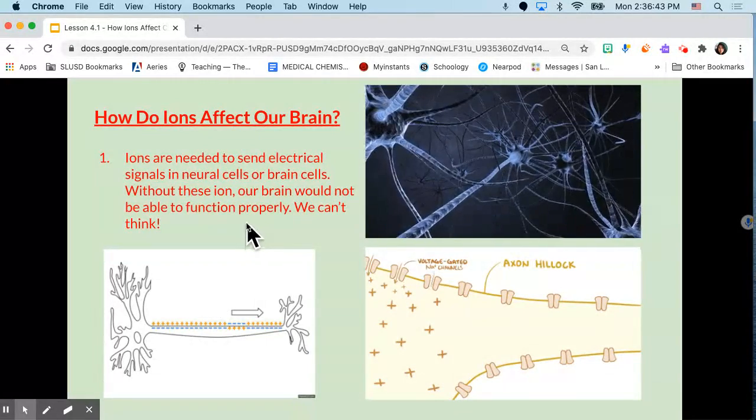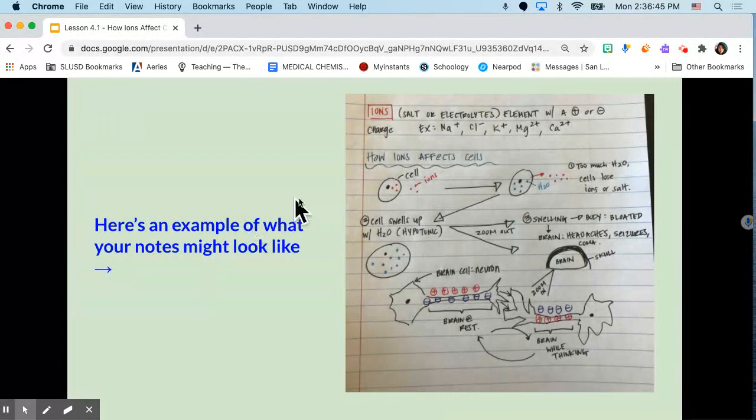So, in summary, know the definition of the ions and know the three ways that ions affect our cells. This is what an example of your notes could look like. And at this point, you should be ready to complete the practice questions on the next page.